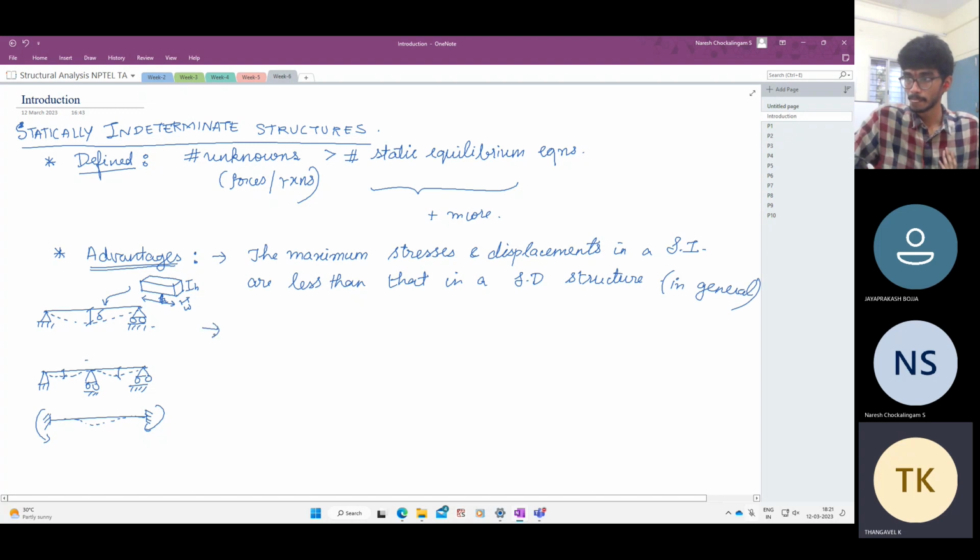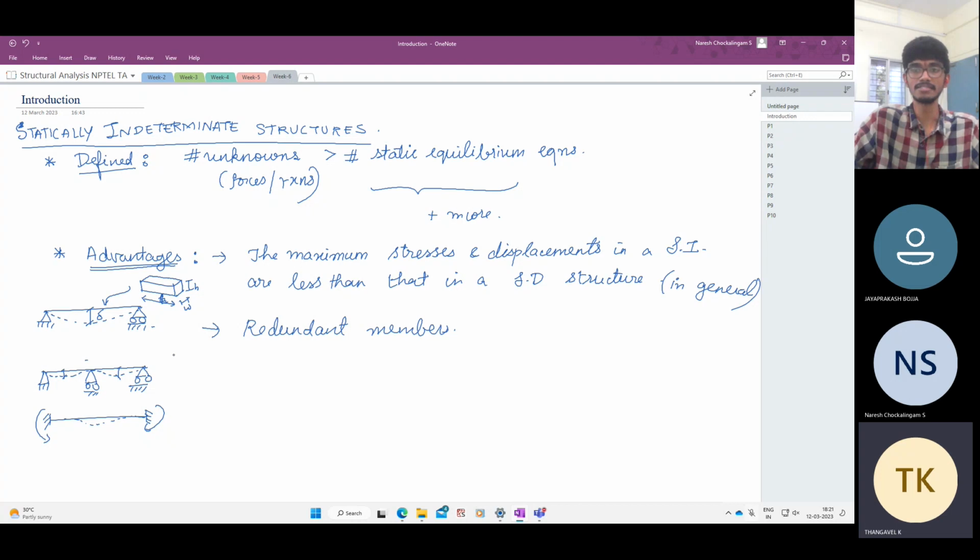Second thing is statically indeterminate structures have redundant members. So when they have redundant members, if there is an accidental overloading of the structure, right? If suddenly because of some issue or some fault in the structure, suppose accidentally it gets overloaded, then redistribution of forces occurs.